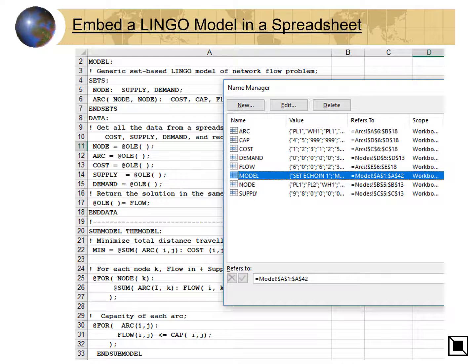Another possible advantage of the embedded model in a spreadsheet is if you're worried about the intellectual capital of the model that you've developed, you can hide the LINGO model effectively, so that the user can see, yes, it's doing qualitatively what I want it to do, but the user cannot see what the model looks like. So that's an illustration of embedding a LINGO model inside of a spreadsheet.